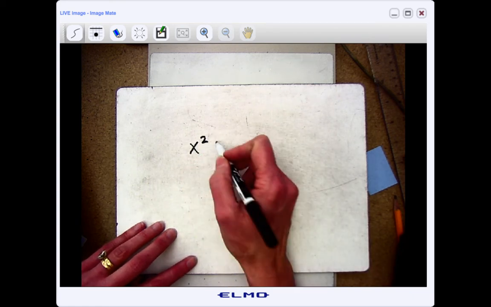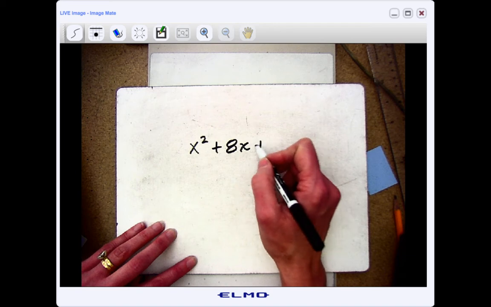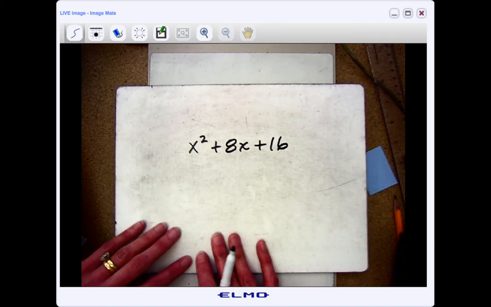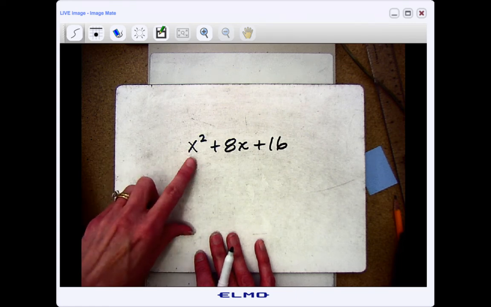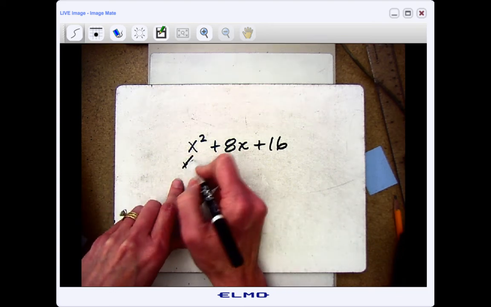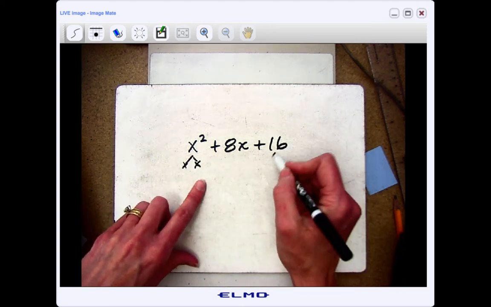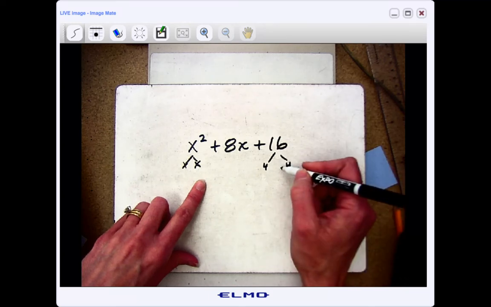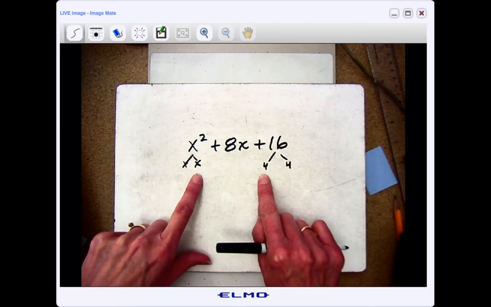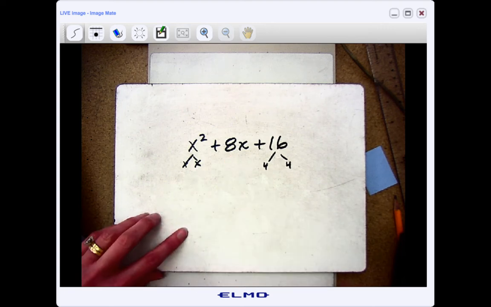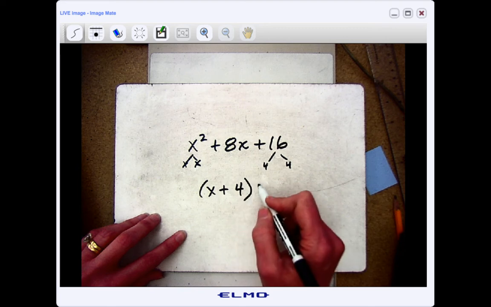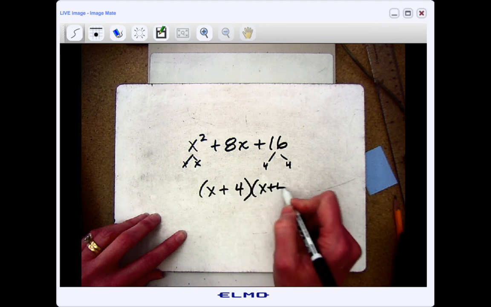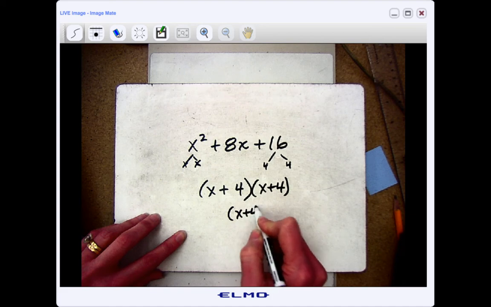x squared plus 8x plus 16. Does that fit any special pattern? Well, it's definitely not a difference of two squares. Is it a perfect square trinomial? Is that a perfect square? Yep. Is this a perfect square? Or it could also be negative. And when I multiply those together and double it, do I get the middle term? Yes, I do. So it must be a perfect square trinomial. So it factors into x plus 4 times x plus 4, or x plus 4 squared.